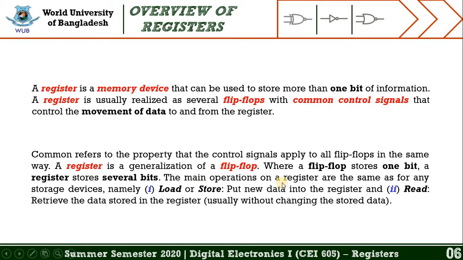The main operations on a register are the same as for any storage device, such as load or store, which means put new data into the register. Another one is read: retrieve the data stored in the register, usually without changing the stored data. So now we need to move into the next slide to explore the general overview of shift registers.